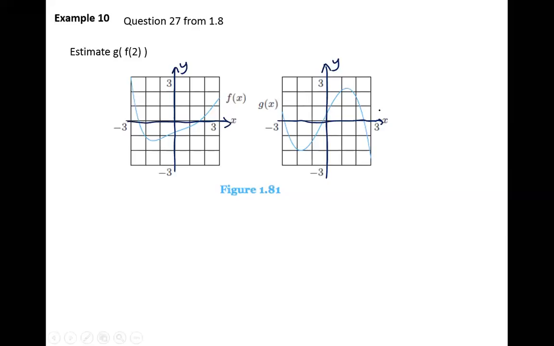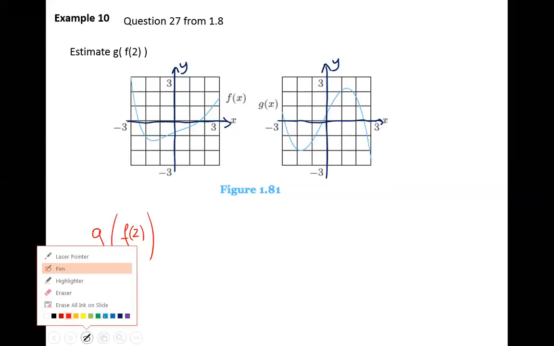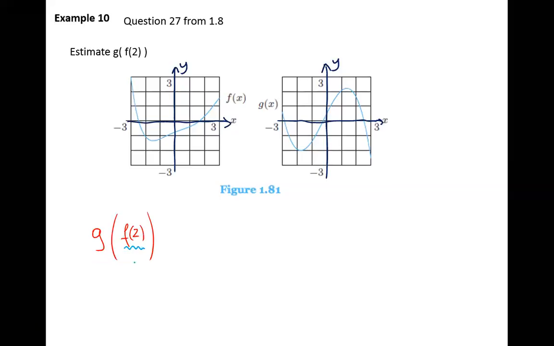Y, x. Okay. And please remember, never put the arrows in the other direction. We are only pointing in the positive direction. Okay, that's just a small comment. That's what we need: g at the value of f of 2. That means, first of all, I have to find this value, f of 2.